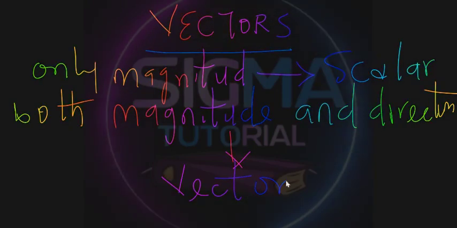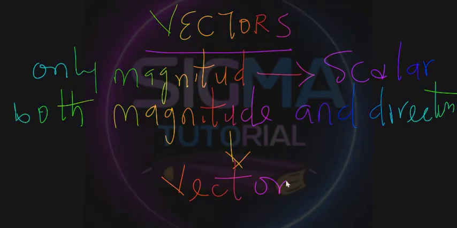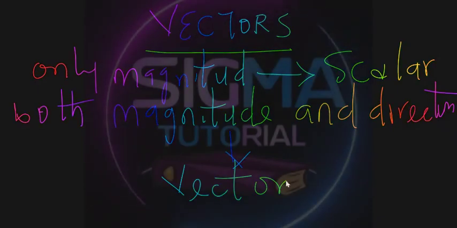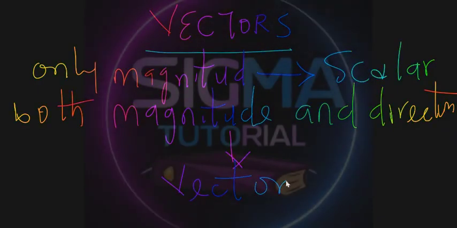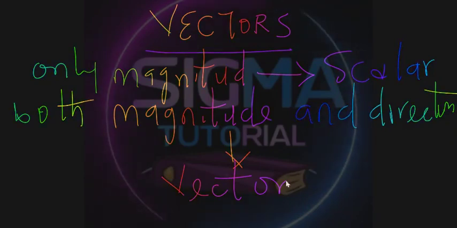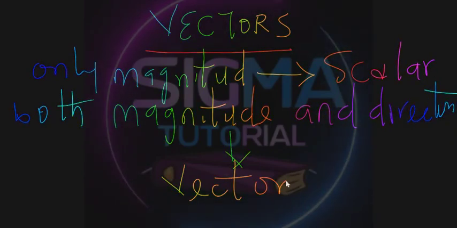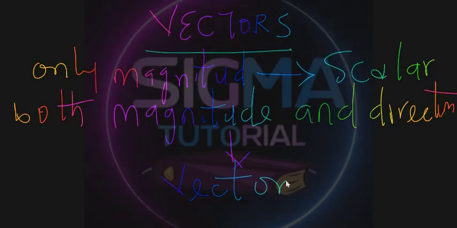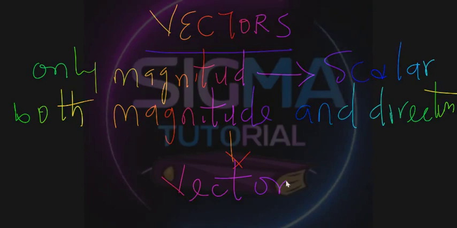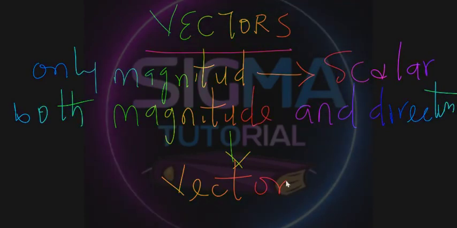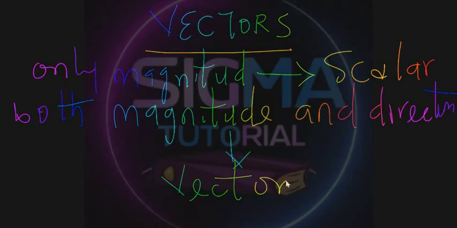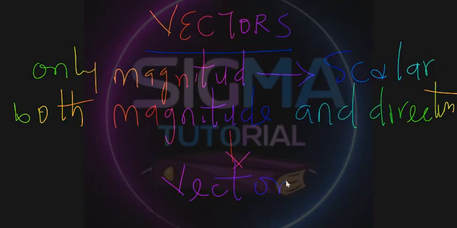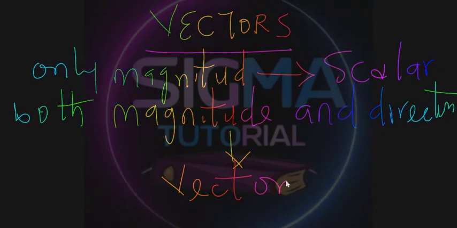We have several examples under the scalar quantities, and we also have several examples under the vector quantities. Examples under scalar quantities are length, volume, area, mass, and many more. While examples under vector quantities are velocity, displacement, acceleration, force, momentum, and many others.